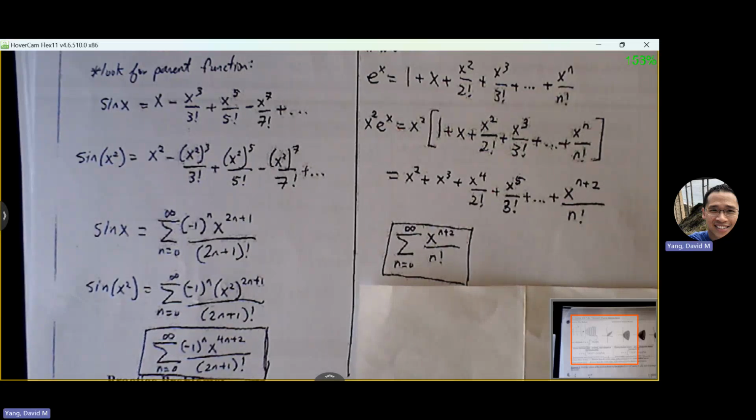And if I multiply the x squared with my general term, I get x to the n plus 2. Because if I multiply bases, I'm going to add exponents.